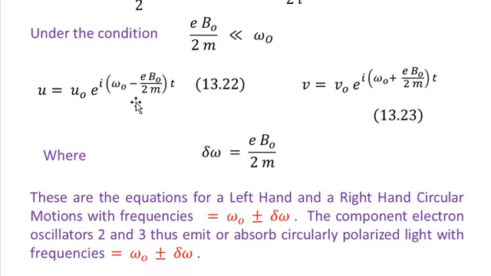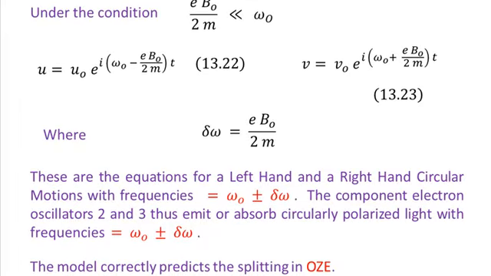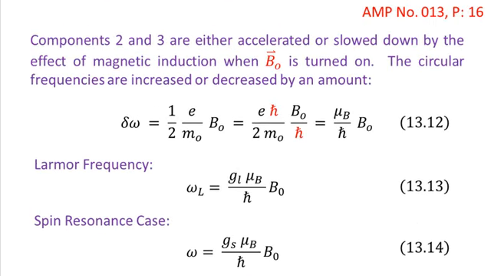So the first solution can be read as omega naught minus delta omega, and the second solution can be read as omega naught plus delta omega. So this delta omega is actually e b naught over 2m. And you know that this delta omega is the same thing as we have introduced previously, because you can introduce h bar in the numerator and the denominator, and you can represent that delta omega also in the form of Bohr magneton divided by h bar, and then multiplying this factor with b naught, which is also equal to the Larmor frequency.